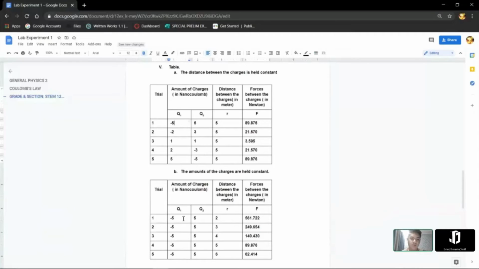In the second table, the amount of charges is constant, while the distance between the charges changes. The distance between the charges increases as the trials go on. The values of the charges in our trials are -5 and 5 nanocoulombs. In this table, it is shown that the force between the charges decreases as the distance between the charges increases. That is all.